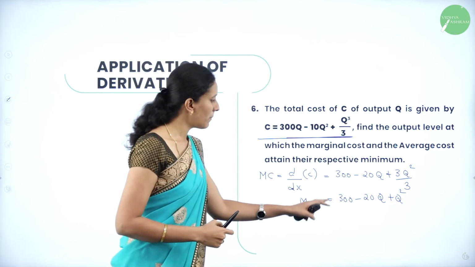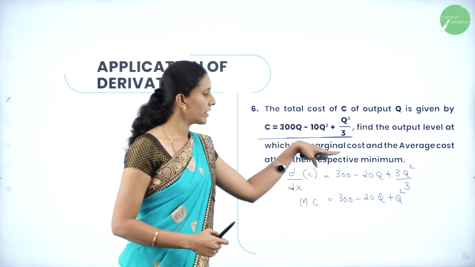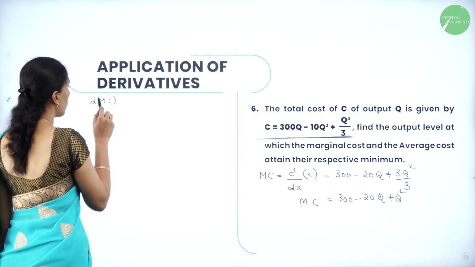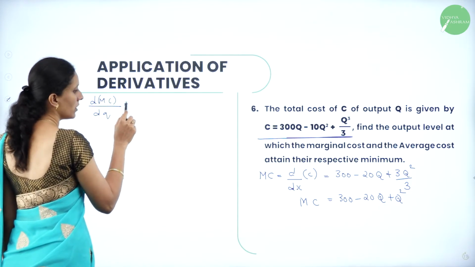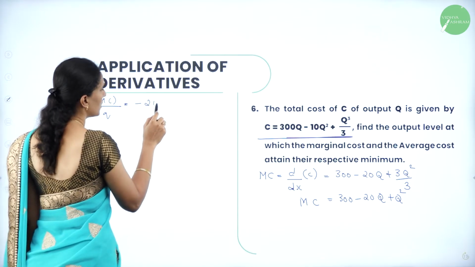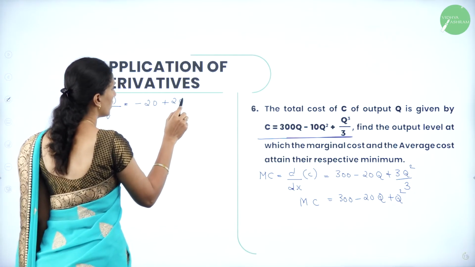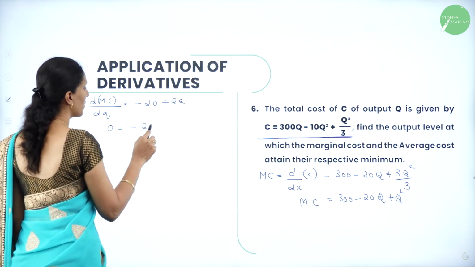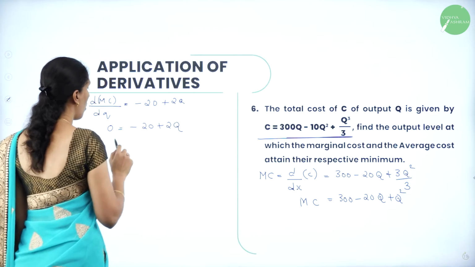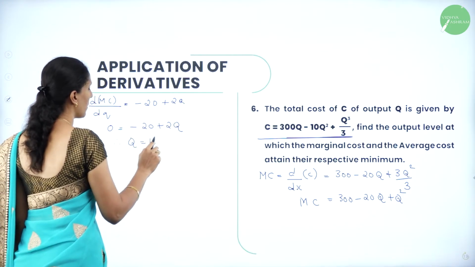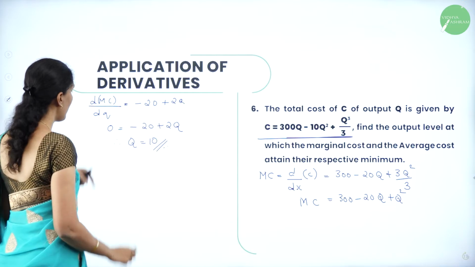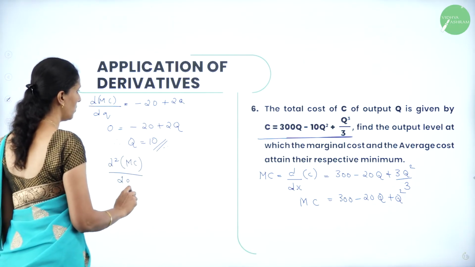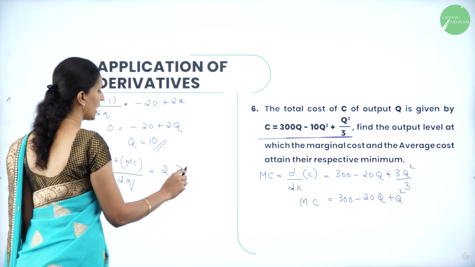Now let us differentiate the marginal cost, since they have given that it attains the respective minimum. So I'll take d of marginal cost with respect to Q. So I'll get minus 20 plus 2Q. So let's put this equal to 0. If you put this equal to 0, we'll get minus 20 plus 2Q, or I'll get Q is equal to 10. Now if I differentiate it again, d square of MC divided by dQ square, I'll get the value as 2, which is greater than 0.